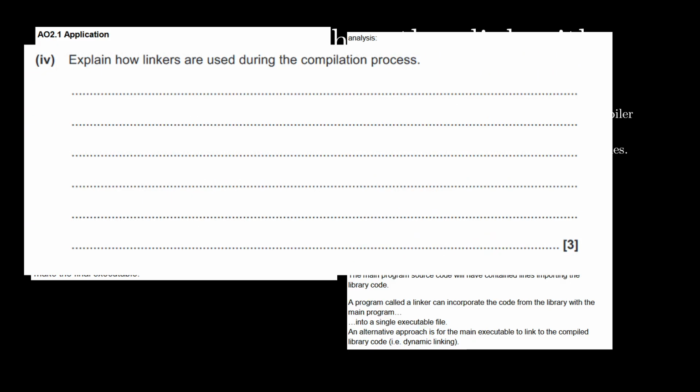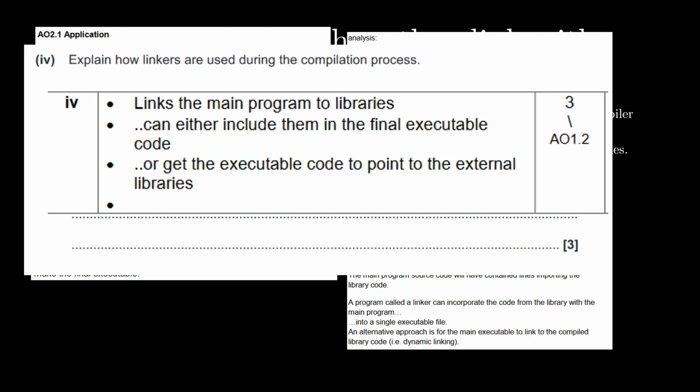Oh yeah, so this is the alternative approach that I was talking about. They ask, okay, explain how linkers are used during the compilation process. They got 3 points. Links the main program to libraries. Then you have to say you can either include them in the final executable code, or you can get the executable code to point to the external libraries. So this is basically just saying, okay, you can either have the library code inside your code, or you can have your code point to the libraries.